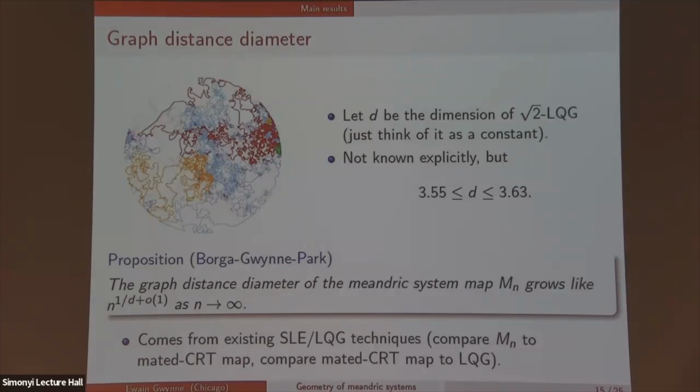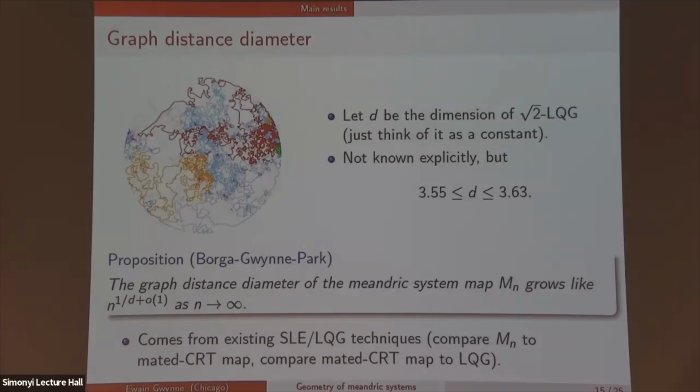Just to make sure that I understand, this means that if you take points from 1 up to n and put a meandric system on them, then to get from one point to another, either by going on the real line or by taking a loop edge, you need at most n to the 1 over D steps. Yes, that's correct.